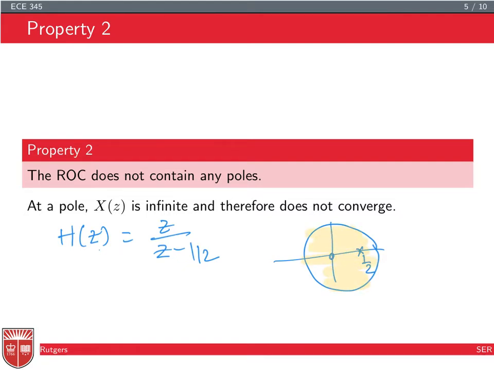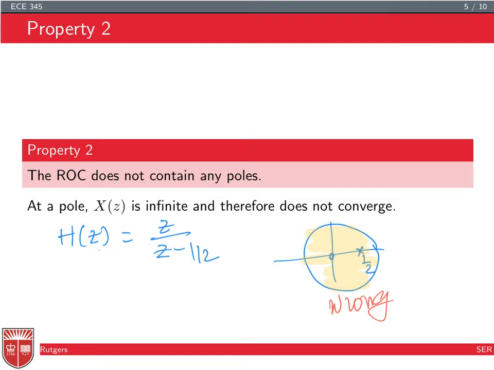So this cannot happen. This is wrong, because the ROC here, as it is drawn here, contains the pole 1/2, which we know is impossible, because it violates property 2. So the ROC never contains any pole.